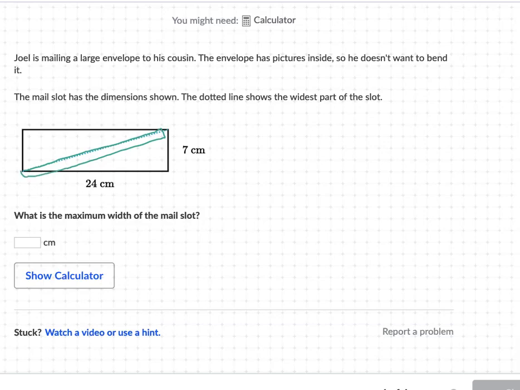And that's going to be a hypotenuse. Remember, the hypotenuse is the longest side. So when they ask what's the maximum width of the mail slot, they basically want this right here, because the hypotenuse is the longest side of a right triangle. Pause the video and calculate that on your own first.